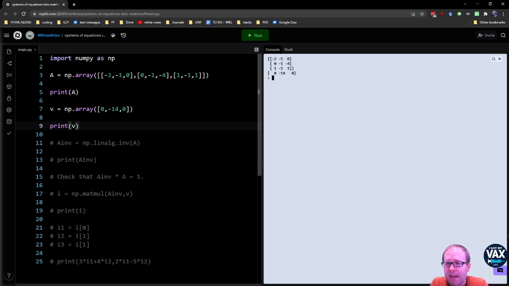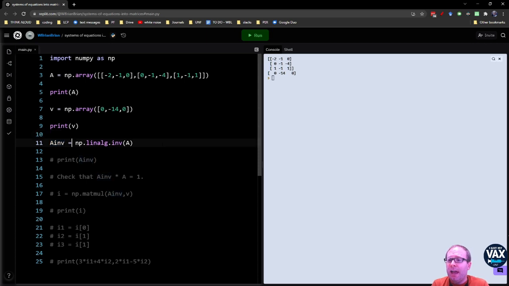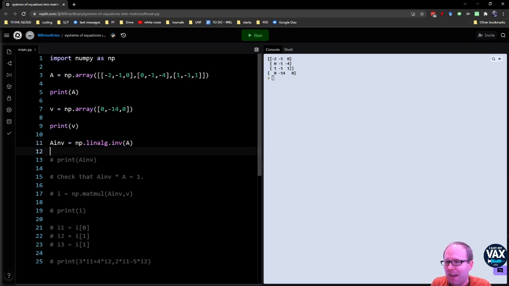So the thing we're interested in finding out, let's go back to full screen, is what the inverse of A is. So I'm going to call that AINV for A inverse, and NumPy has a function that will calculate a matrix's inverse for you. Meaning I can just say np.linalg.inv and it will give me the inverse of that matrix, which is wonderful because that's the process I don't want to have to do by hand. So let's have it print A inverse for us.